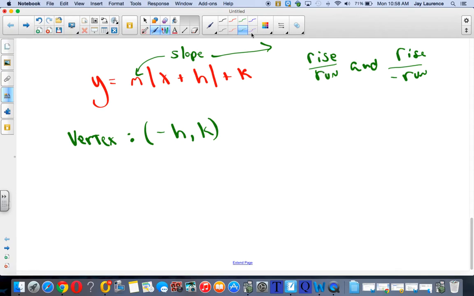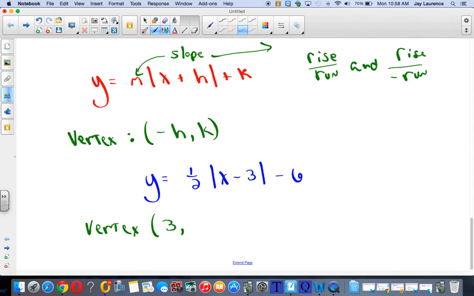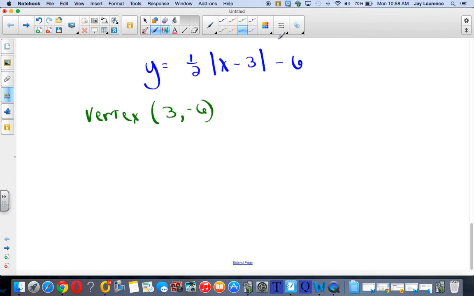Okay, so what do you suppose would happen if we had y equals, let's say, 1/2 the absolute value of x minus 3, minus, I don't know, 6? Well, I think my vertex, see, my vertex is in green here. The vertex is going to occur at the point 3, negative 6. Okay, so the vertex is going to happen at 3, negative 6.